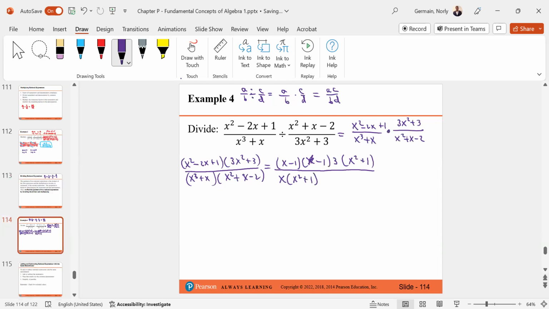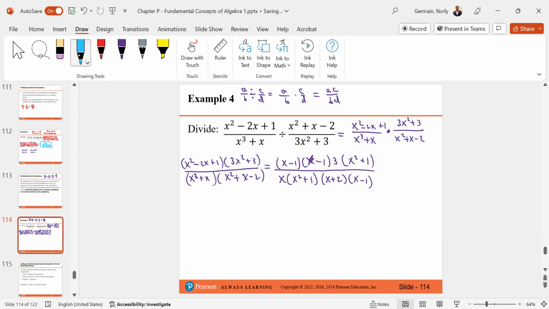Then the second factor. Remember, to factor trinomials, two binomials give you the trinomial. Two numbers that multiply to give negative 2 and add to give positive 1 are 2 and negative 1. So x plus 2 times x minus 1.